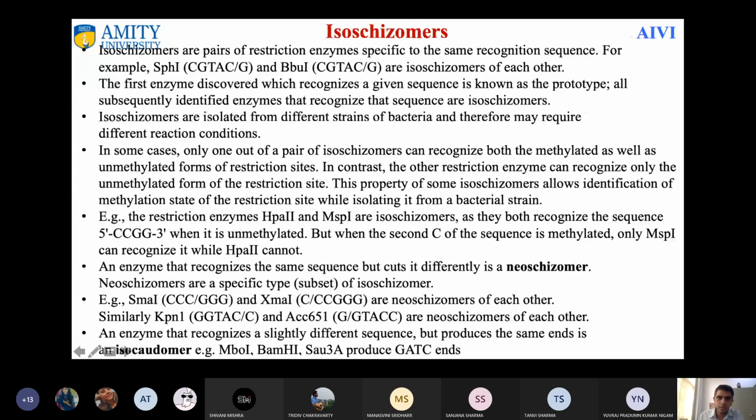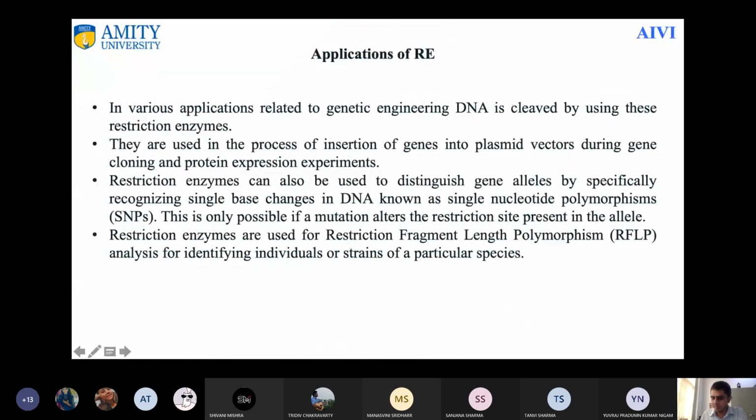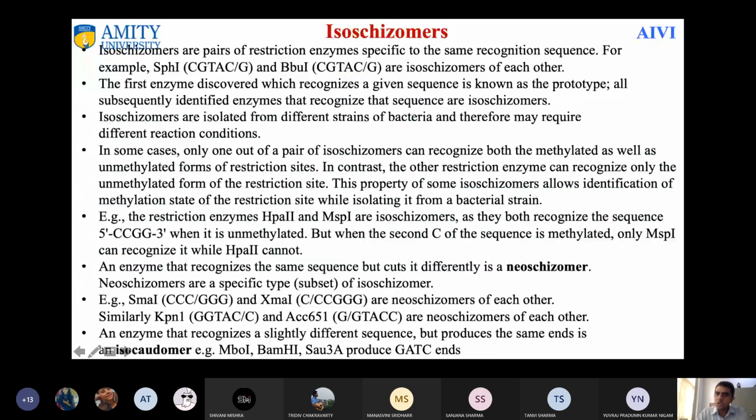Okay. So one more property of the restriction enzyme that we are talking about is called the isoschizomer. As you know, isomers are there. These isomers are those enzymes which have the same substrate activity. Iso means same. Isomers means they produce the same size of cuts that we are talking about. That you call the isomers.